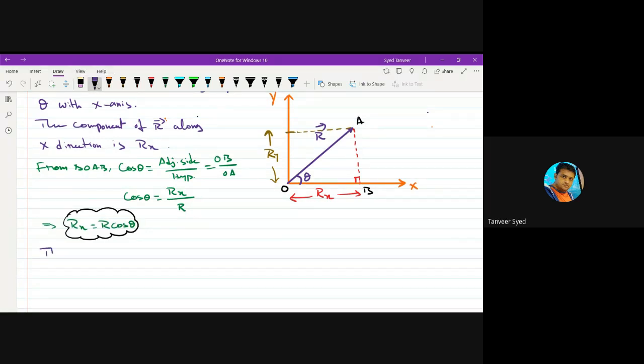Next, the component of vector R along the y direction is Ry. We have given it the name Ry. How much will this Ry be? To find this Ry, we do the same thing.